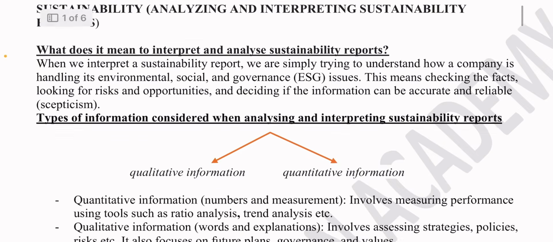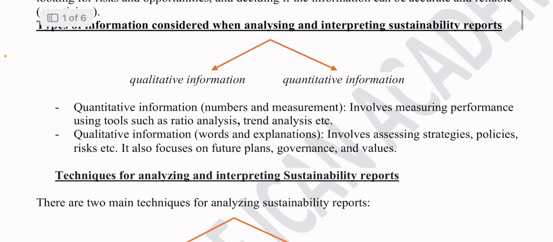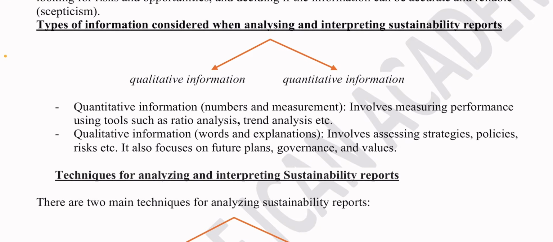All right, now, what are the types of information that you may see? In a sustainability report, you would most likely have two types of information. You have the qualitative and the quantitative information. Now, what do we mean by this? Quantitative information are basically numbers, you understand? This involves you measuring performance using tools like ratios and all of that. The qualitative information, these are words and explanations.